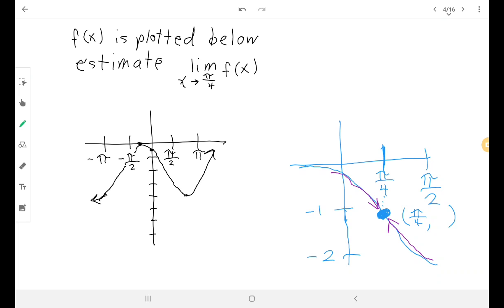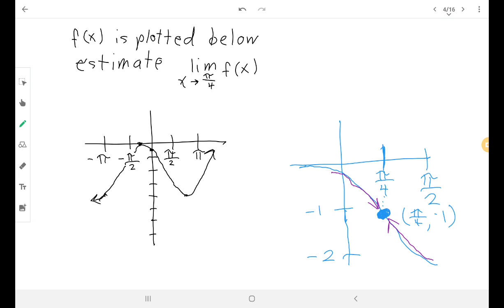And it certainly appears that way in this one. And second, what does that value appear to be? And of course, I haven't drawn it very well and stuff like that, but it appears to me that it looks like that limit is -1.